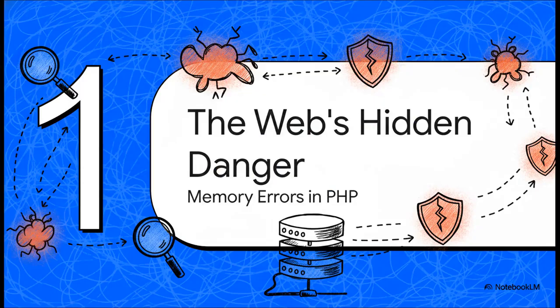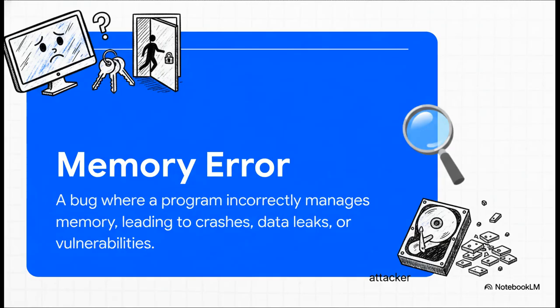If the engine that runs so much of the web has a problem, what does that mean for the rest of us? And that question brings us to a specific kind of flaw, one that poses a serious hidden danger to the web's stability and, more importantly, its security. We're talking about something called memory errors.